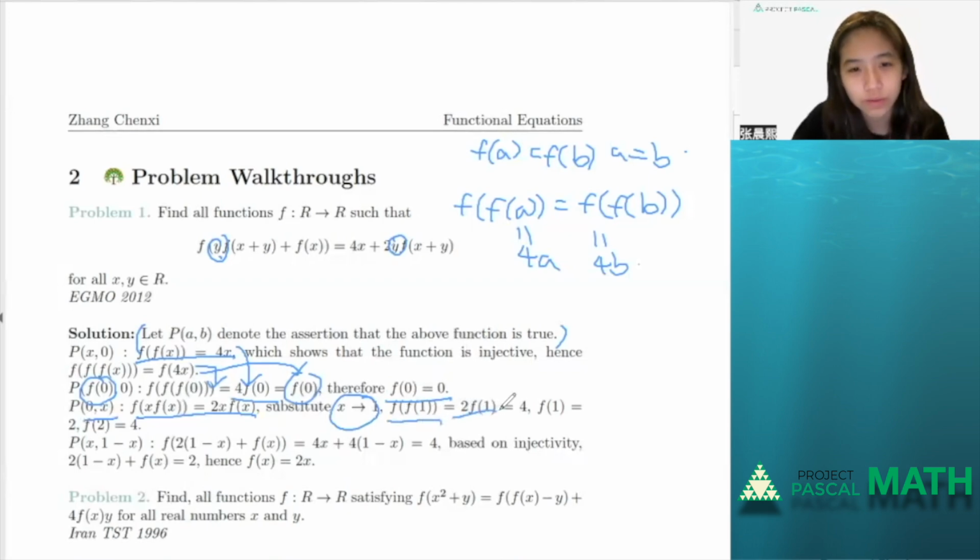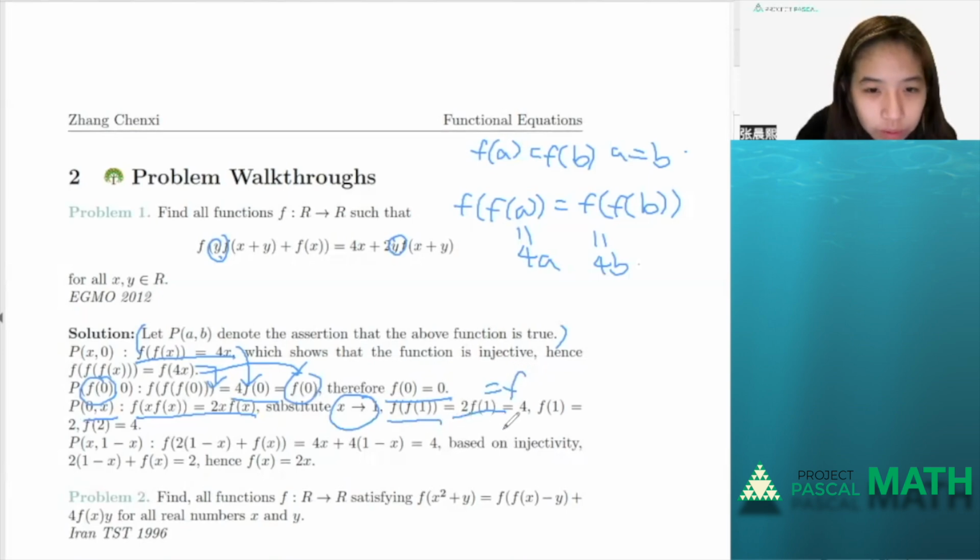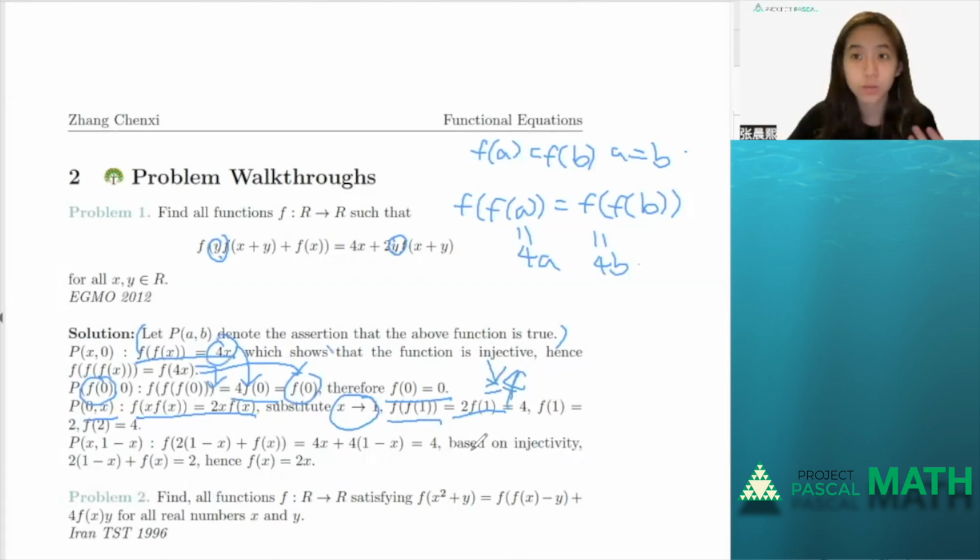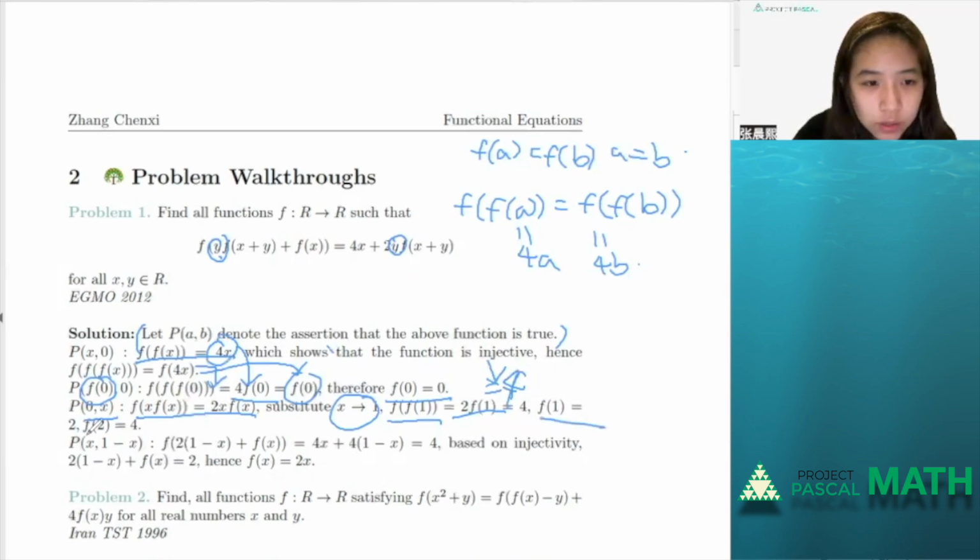So you get f(1) equals 2f(1), sub in 1 here, which equals 2f(1) equals 4, because here you get 4x, so it equals 4 from here. Yeah, it gets a little bit messy, but all the statements from the previous parts do add up. So you get f(1) equals 2, and subsequently f(2) equals 4.